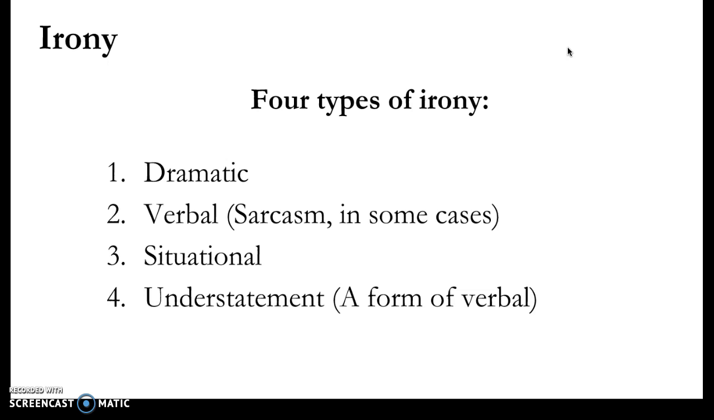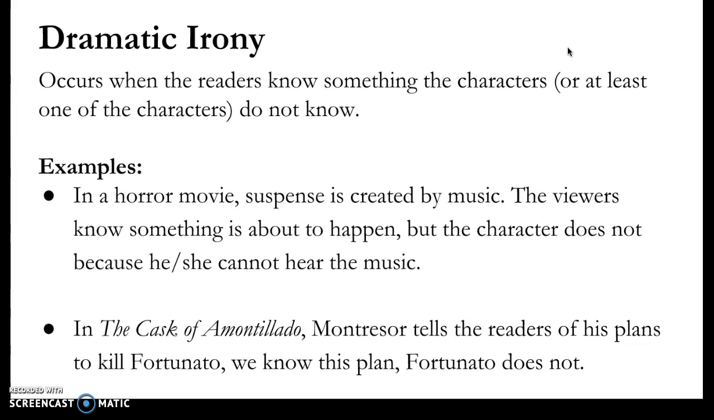So there's 4 types of irony. The first one is dramatic. The second one is verbal, which also can be sarcasm in some cases. Situational, understatement, which is also a form of verbal irony. So the first one we'll discuss is dramatic irony.